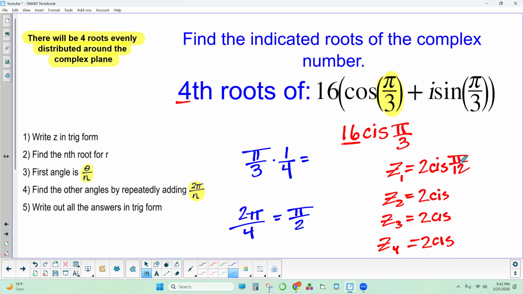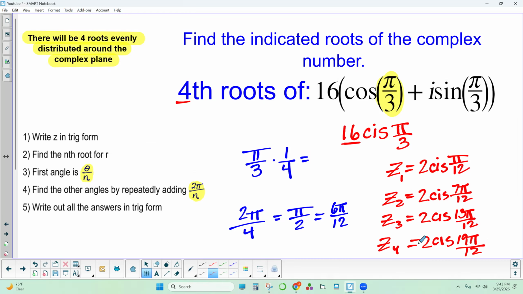So 2 pi over n, which is 4, is just pi over 2. So what that means is pi over 2 from pi over 12 is our second root. Then we add pi over 2 again, and we get our third. We add pi over 2 again, and we get our final root. So I'm going to look at pi over 2 as 6 pi over 12 because I'm adding it to pi over 12. So that means my second root will be at 6 pi over 12 plus pi over 12, 7 pi over 12. My next one will be 7 pi over 12 plus 6 pi over 12, 13 pi over 12. And then finally, 6 pi over 12 and 13 pi over 12 is 19 pi over 12.